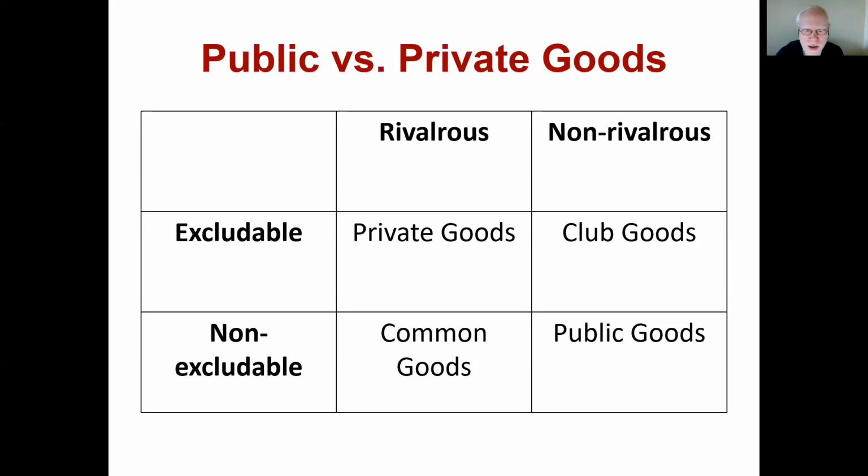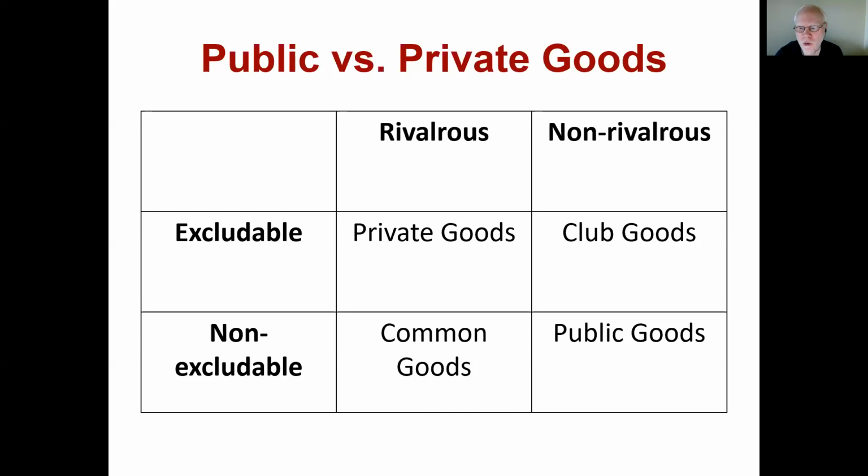To help answer this question, I want to divide up different types of goods that we can have in a society. And I want to divide it along two different categories: whether a good is excludable or non-excludable, and whether it's rivalrous or non-rivalrous. Excludable or non-excludable means, can you keep somebody else from consuming it? Can you prevent somebody from consuming it or having access to it?